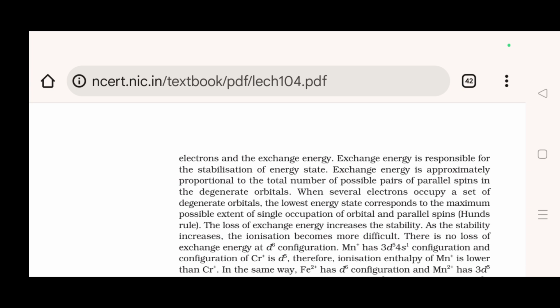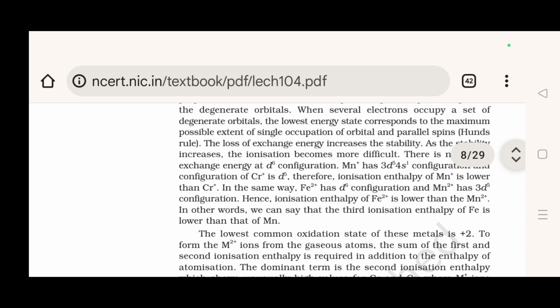This is Hund's rule. The loss of exchange energy increases the stability. As the stability increases, the ionization becomes more difficult. There is no loss of exchange energy at d6 configuration. Mn+ has 3d5 4s1 configuration, and the configuration of Cr+ is d5. Therefore, the ionization enthalpy of Mn+ is lower than Cr+.